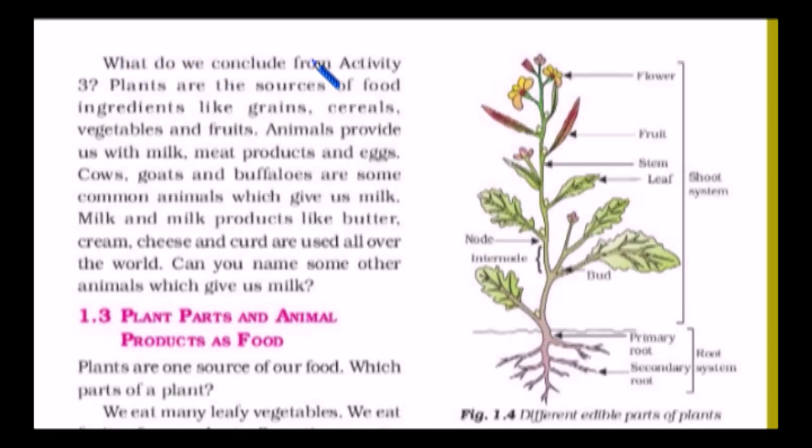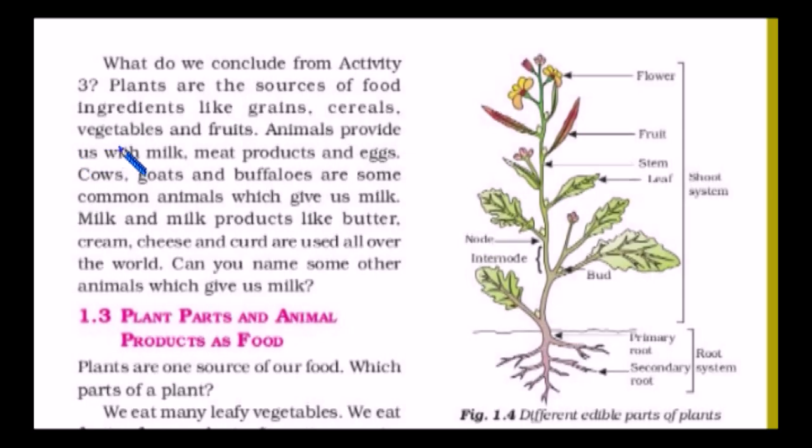What do we conclude from activity 3? Plants are the sources of food, ingredients like grains, cereals, vegetables and fruits. Animals provide us milk, meat products and eggs. Cows, goats and buffaloes are some common animals which give us milk. Milk and milk products like butter, ghee, cheese, curd are used all over the world.